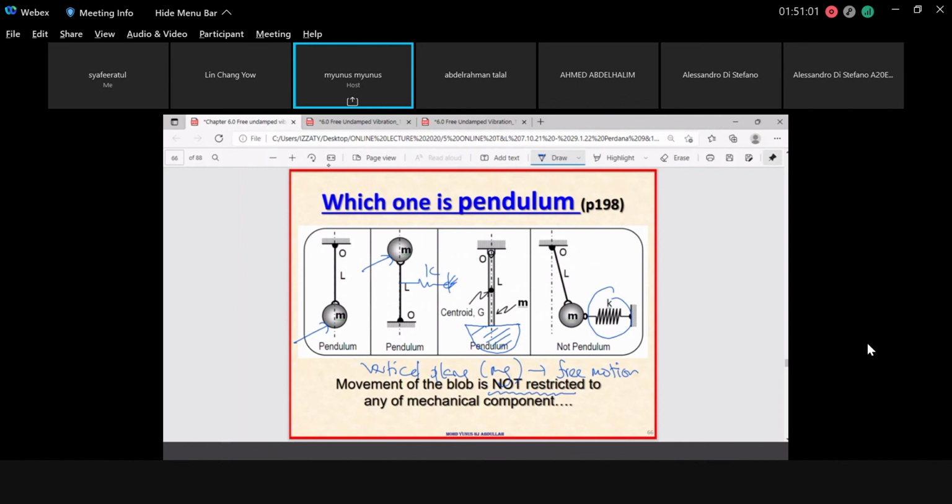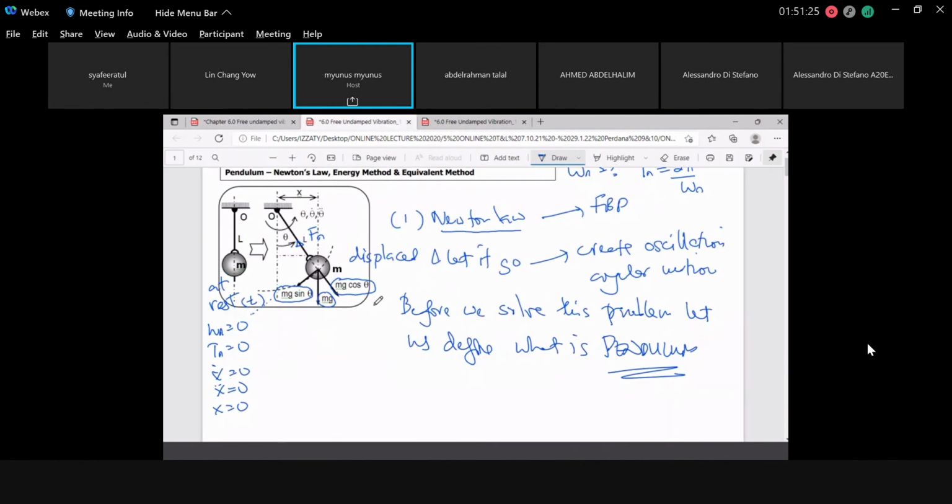Doesn't matter how it looks, whether it is supported or suspended, whether it is uniform or not uniform, doesn't matter. Sometimes you will have this one, the L shape. It's also a pendulum because it is in vertical plane. Is that clear? So when we come to this one, we check, oh, this one is a pendulum. Then you move to the solution.